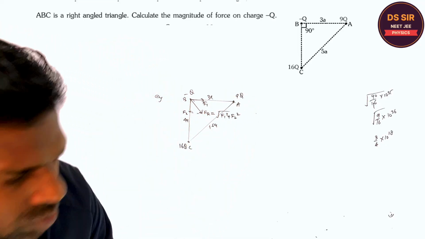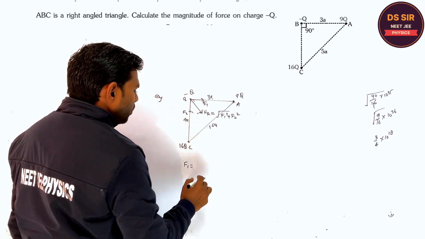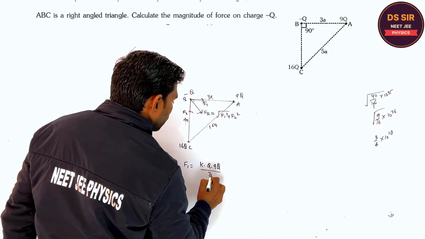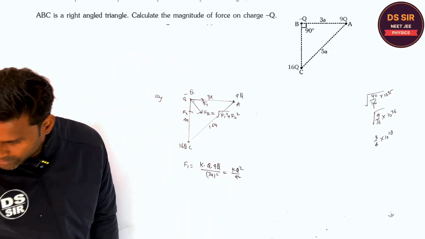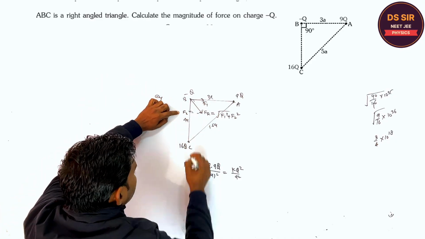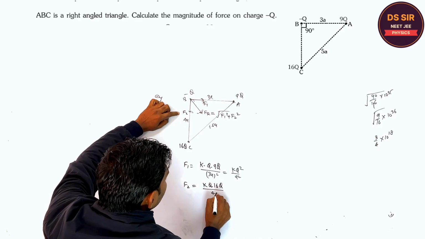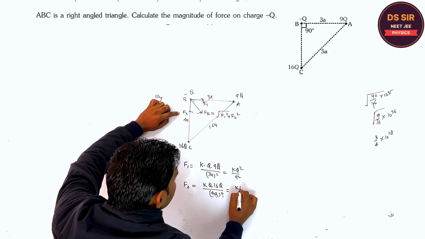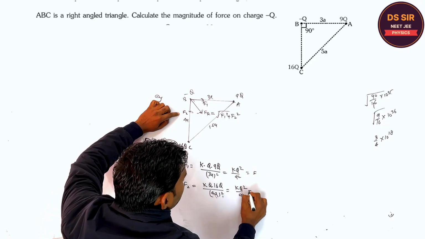Yes. Right. So what is the F1? F1 is, the minus q sign will not be taken, Kq q upon 3a whole square. Kq square upon a square. Is it clear? And what about F2? The force is K q 16q upon 4a whole square. Fine. So this is Kq square upon a square again. Suppose this is equal to F.